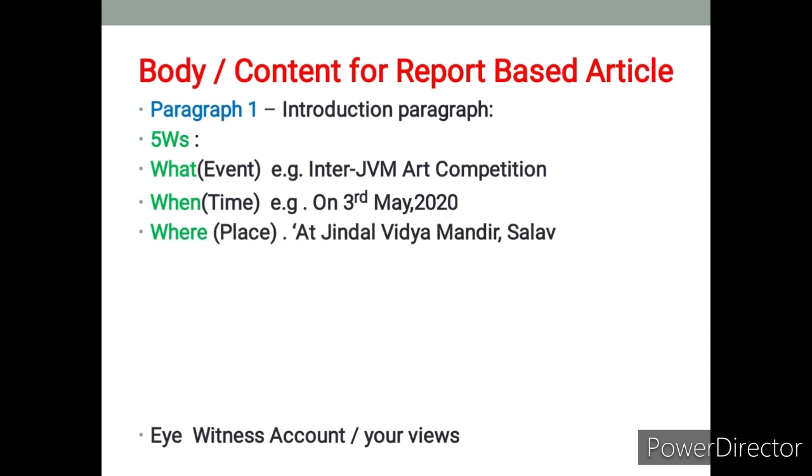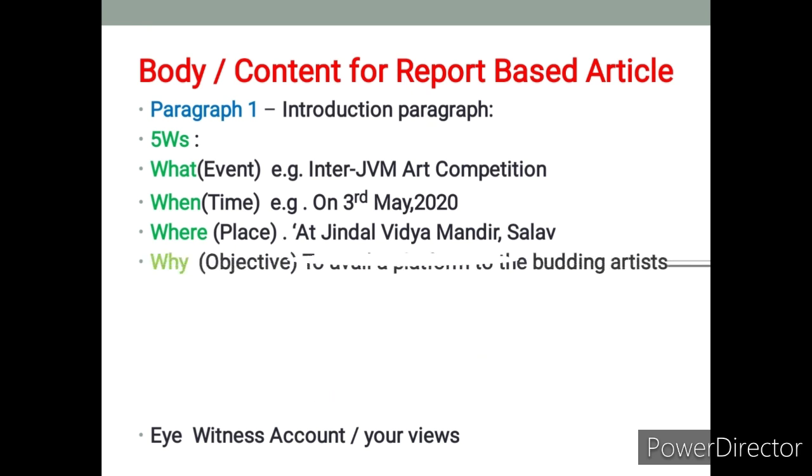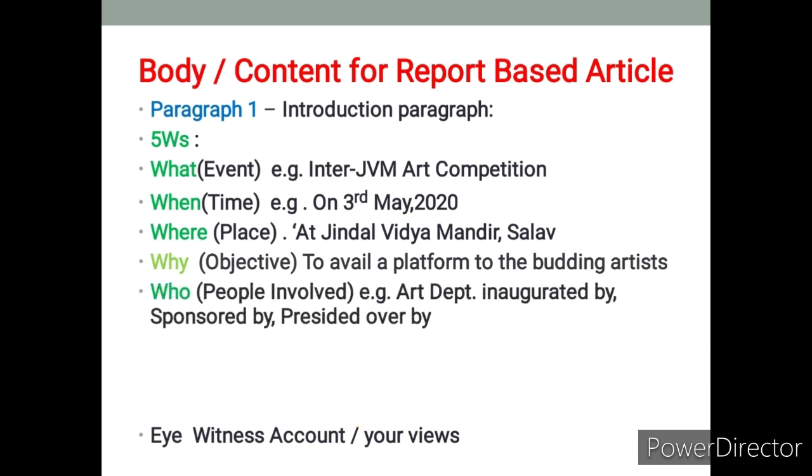Where the event happened. Place. For example, at Jindal Vidya Mandir Salav. Why? The objective or the purpose of the event. For example, to avail a platform to the budding artists. And who? People involved in the event. For example, who inaugurated, who sponsored, or who presided over. In short, we can say the first paragraph should talk about what was the event, name of the event, when it happened, where it happened, place, why it happened, the objective, and who were the people involved in this.